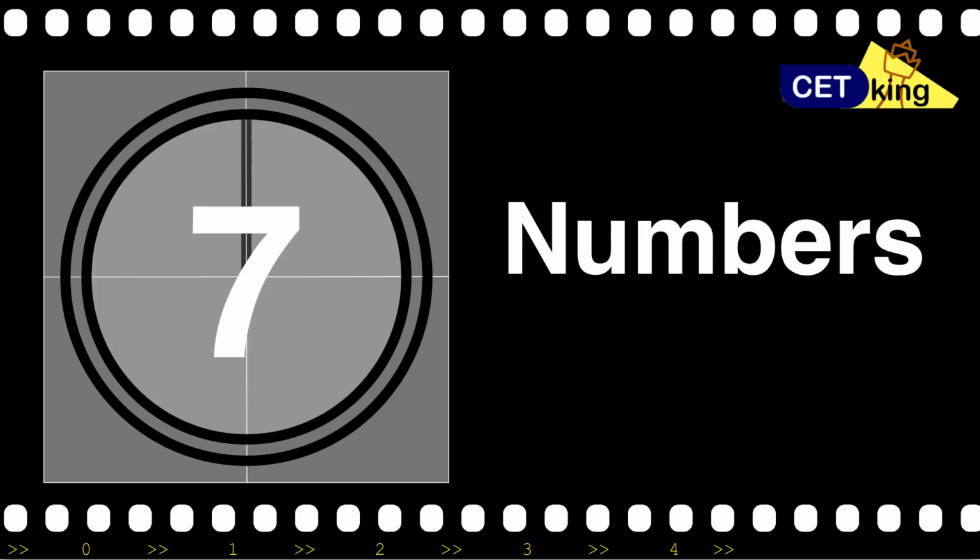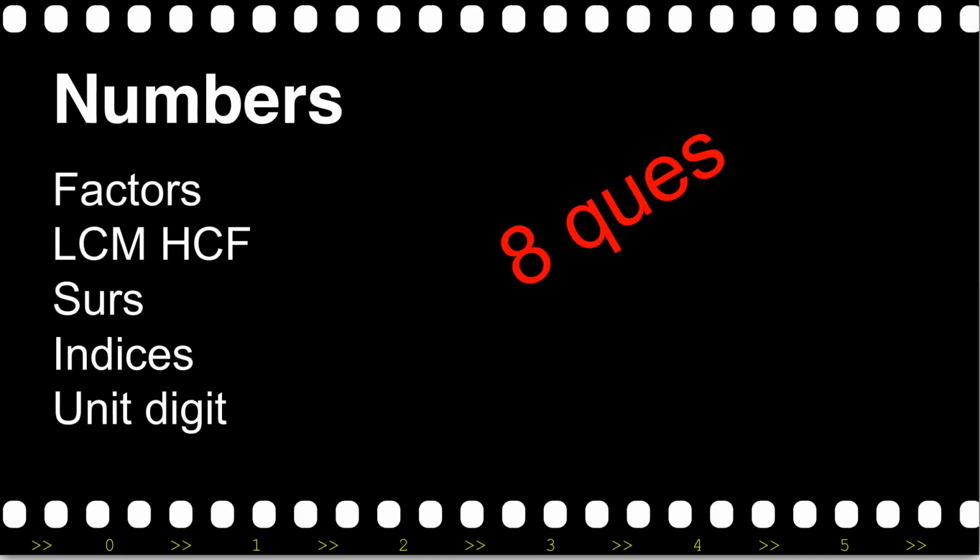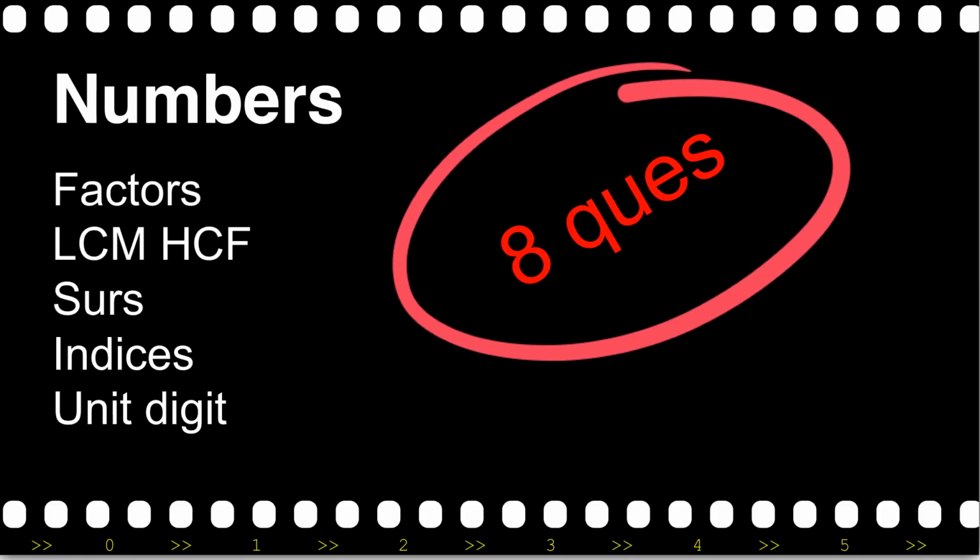Fine, at number 7 is numbers. By numbers, I mean all the important topics which come as a part of numbers: factors, LCM, HCF, surds, indices, and finding the unit digit or the last digit for a particular question. 8 questions will be there out of numbers. Fine, numbers is now almost out of the other exams. CAT mein 2-3 question aayega, 4 questions max to max. But all these kind of topics are very important for the SNAP exams.